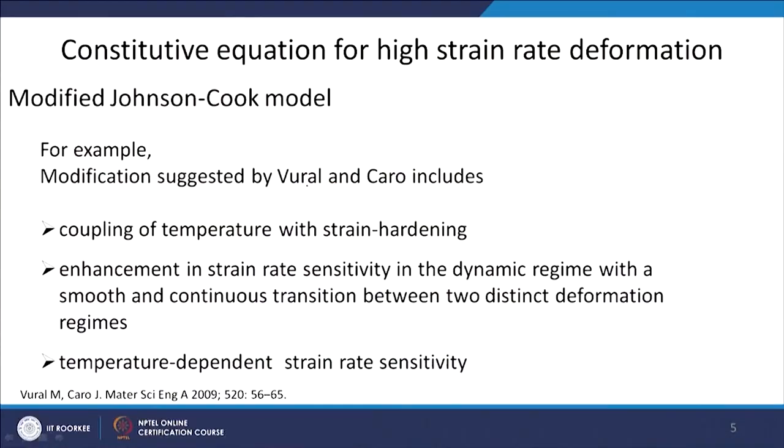One of the models I am just discussing here was proposed by these two gentlemen, Ural and Caro. This is the reference for that. They have modified this Johnson-Cook model and suggested some modifications. They have coupled temperature with strain hardening, because when you increase the temperature, there is always going to be an effect on the strain hardening exponent. So, these are not independent.